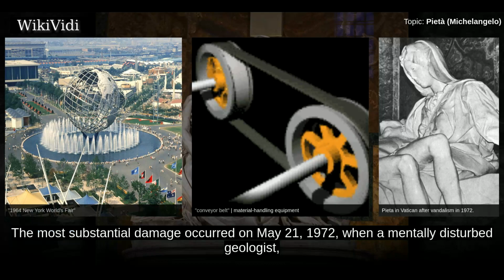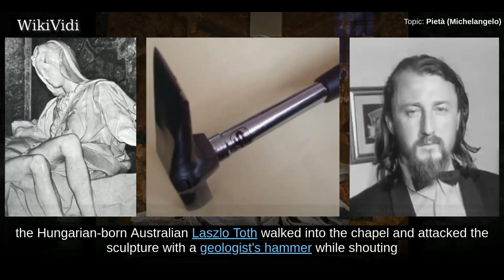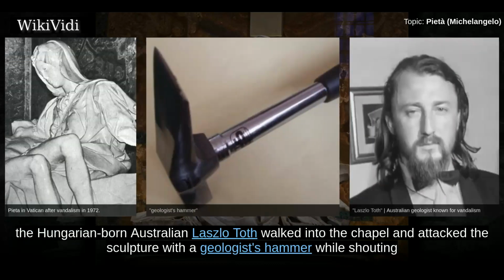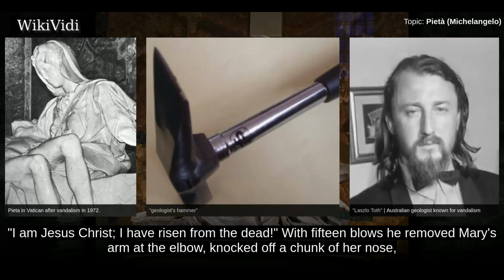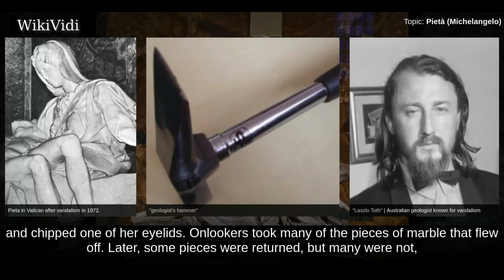The most substantial damage occurred on May 21, 1972, when a mentally disturbed geologist, the Hungarian-born Australian Laszlo Toth, walked into the chapel and attacked the sculpture with a geologist's hammer while shouting, "I am Jesus Christ. I have risen from the dead." With 15 blows he removed Mary's arm at the elbow, knocked off a chunk of her nose, and chipped one of her eyelids. Onlookers took many other pieces of marble that flew off.